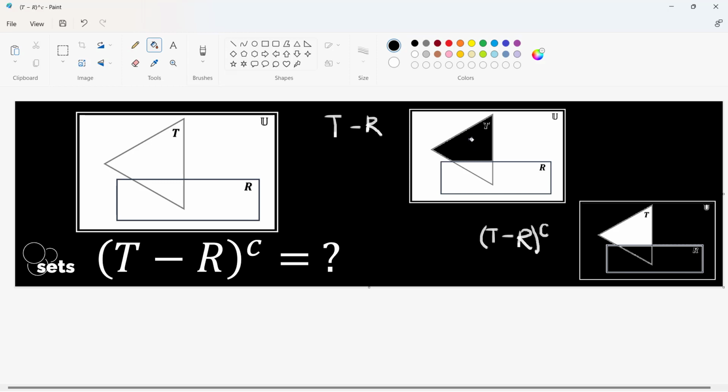As you can see, when we compare the two Venn diagrams, the shaded region earlier was no longer shaded, and the unshaded regions are now shaded. This is the result for this set operation.